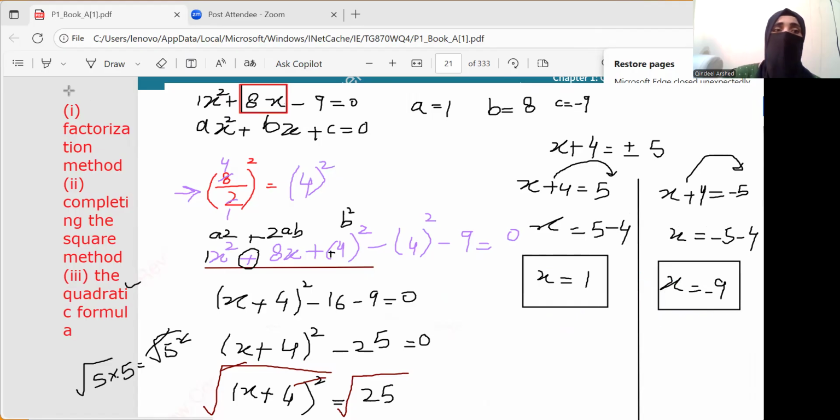Okay, class, so I discussed this question completely. But mostly in your exam, from your exam point of view, sometimes it is given that you have to express your question like this one, and sometimes they are saying that you have to solve it completely. So I hope it is clear.